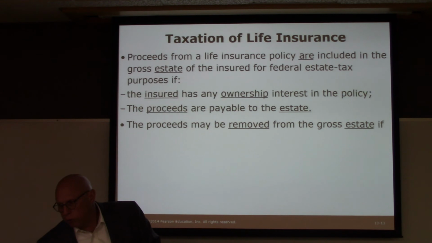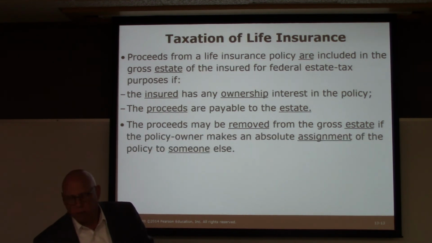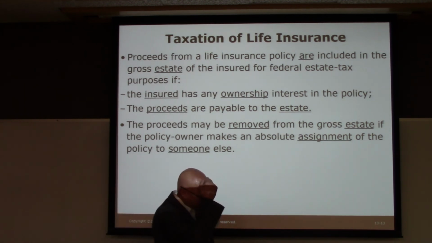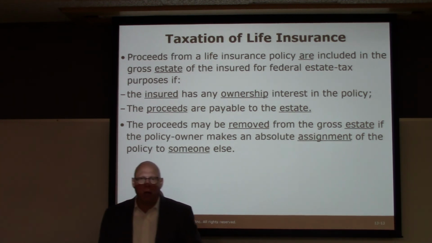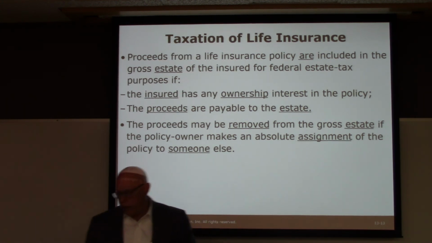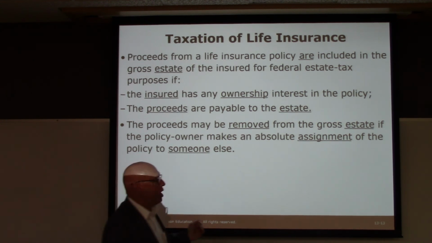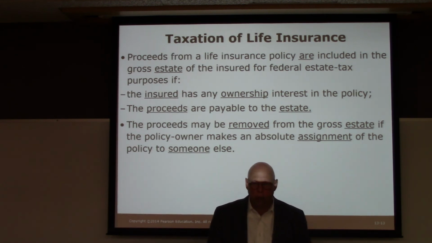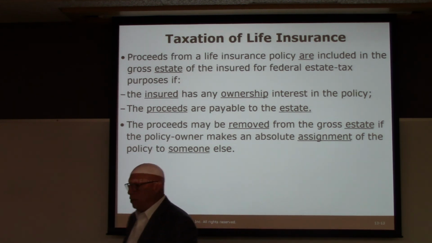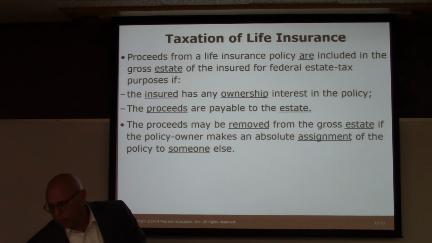The proceeds may be removed from the gross estate if the policy owner makes an assignment of the policy to someone else. So let's say that you want to give money to a charity, then you as the owner should make an absolute assignment to that charity. And that will keep the death benefit out of the estate. In other words, you do not want the estate to receive the death benefit and then have the estate pay money to a charity. You want to exclude as much from the estate as you possibly can.